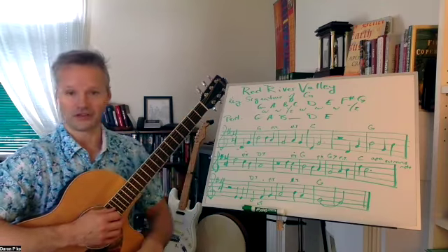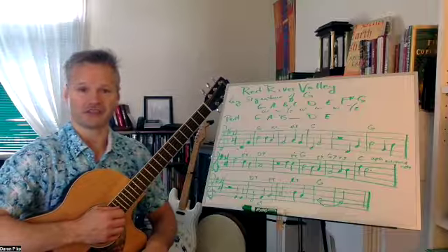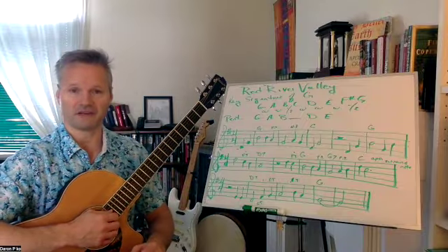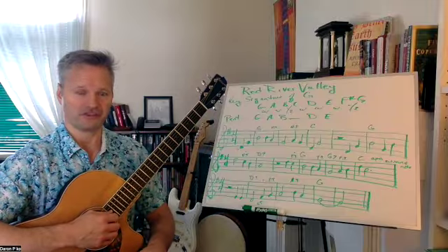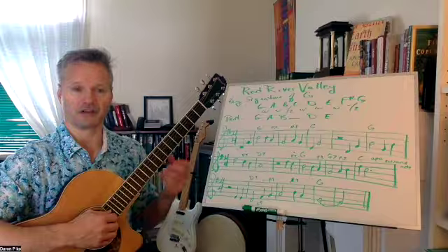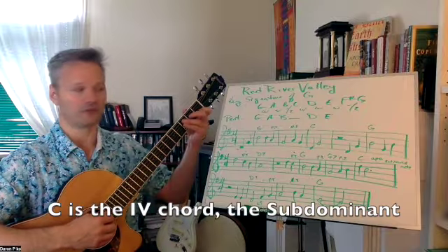The E note there is another pentatonic note. It's the 6 in the pentatonic scale. And when we hit it, it identifies the C chord. So when the voice sings that and the G note, even without a guitar or another instrument, you're going to hear the formation of the subdominant chord.